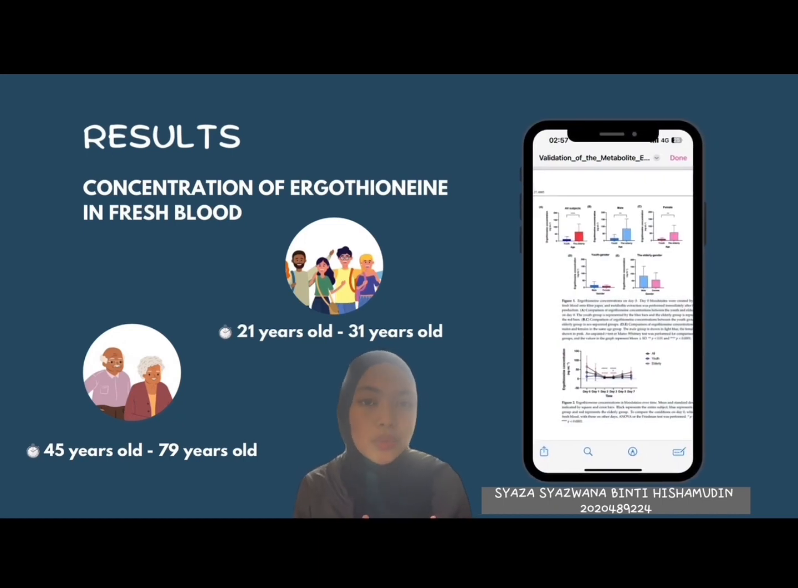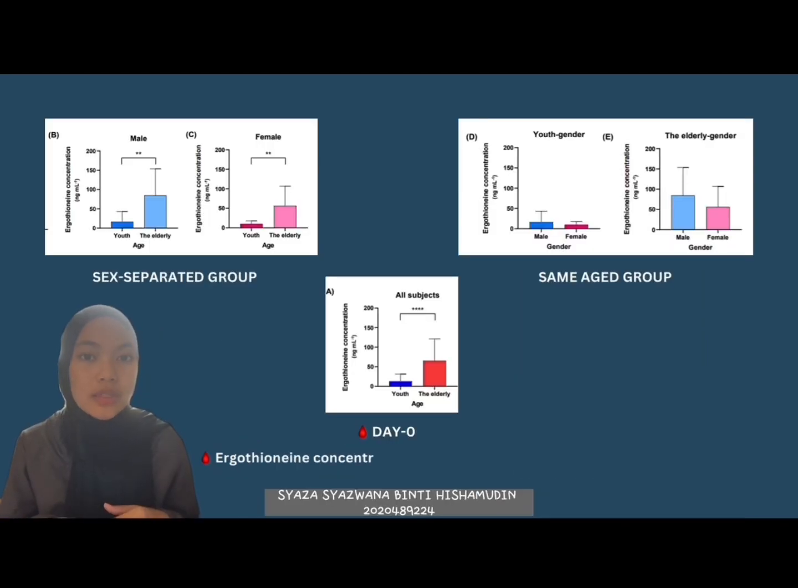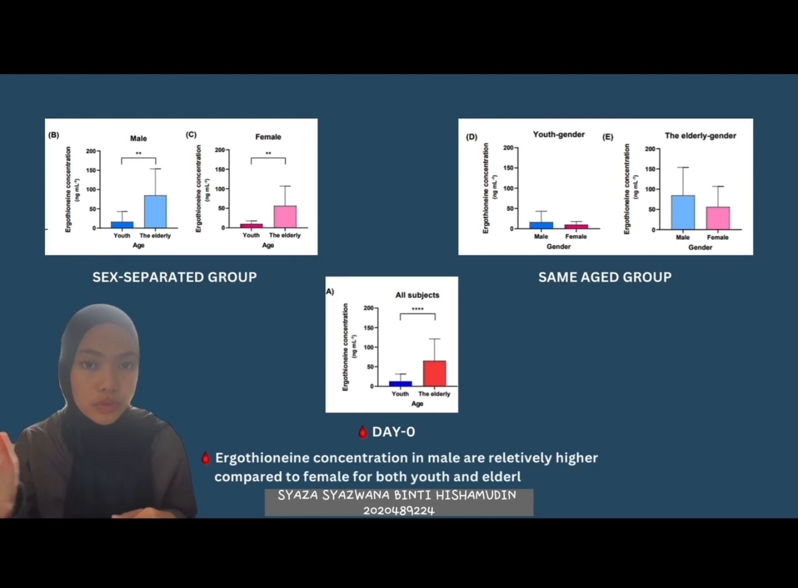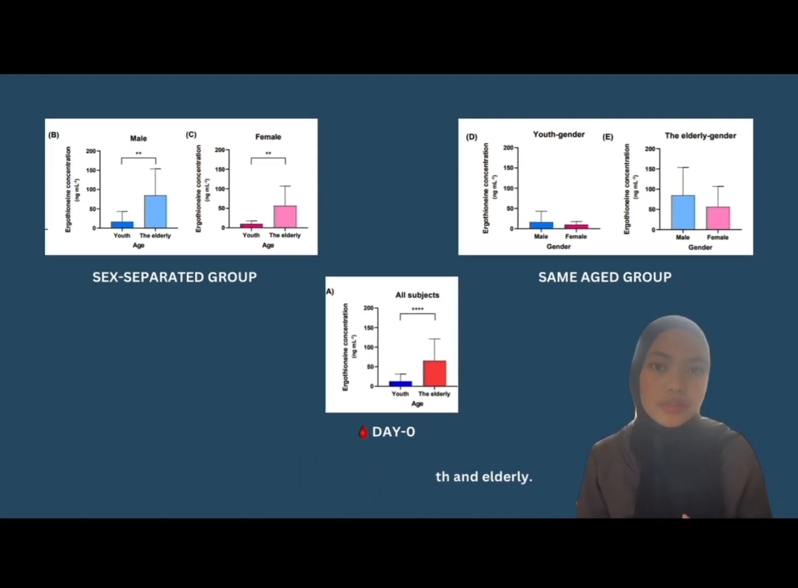As for the results, we will see the concentration of ergothioneine in fresh blood for two groups, elderly people and youth. The above graphs show a sex-separated group and the same age group against ergothioneine concentration. In both cases, we can see that the concentration of ergothioneine in male is significantly higher than female. Let's take a closer look at the last graph. This shows ergothioneine concentration in fresh blood on D0, where ergothioneine concentration in male overtook female.